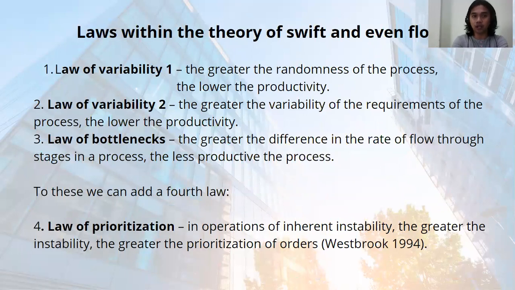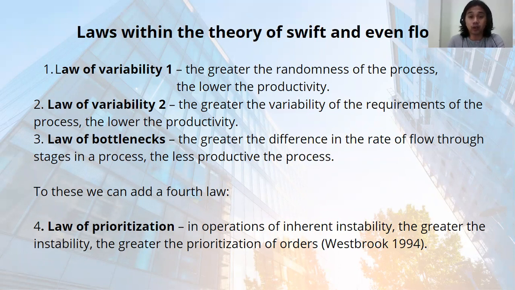And there are various laws associated with the theory of swift and even flow. It says here that when there is greater randomness and greater variability in your process or in your input, there is a decreasing level of productivity. We're not saying that when you have varied activity, varied inputs, you are better than the other. It's just that you have to find the right fit of process that you feel will yield greater productivity, or that will be more beneficial for your organization.